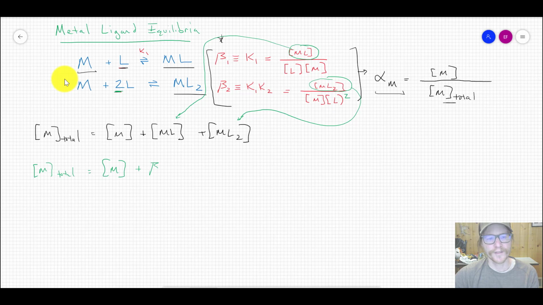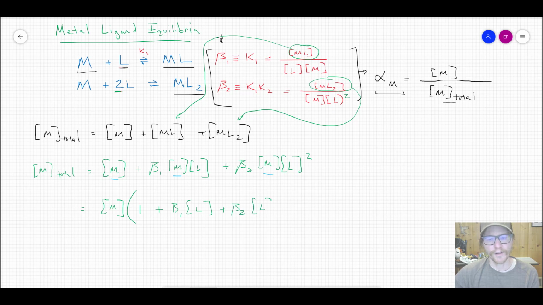The first one is beta 1 M L. And then the second one, after solving that, would be beta 2 M L squared. Okay, so at this point, then we can just grab the M's out of this, so pull those out. So that would equal M here, and then that would be 1 plus beta 1 L plus beta 2 L squared. Okay. So we're getting close there.